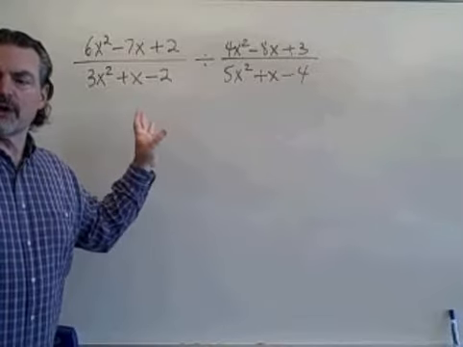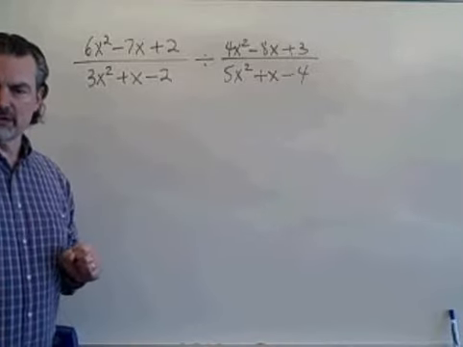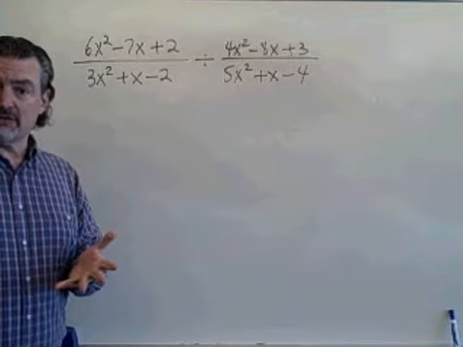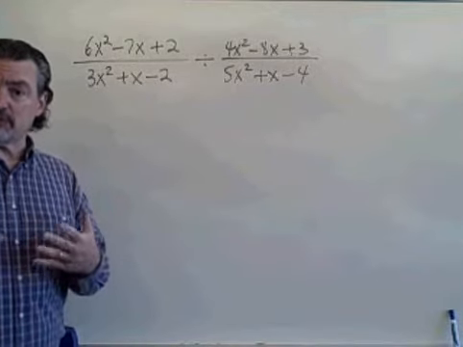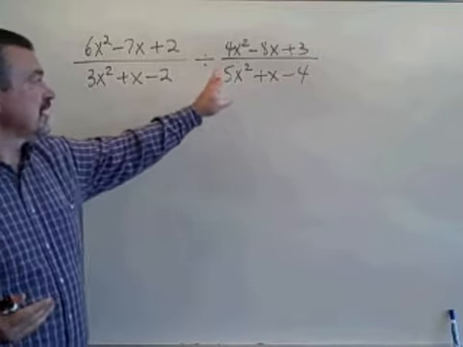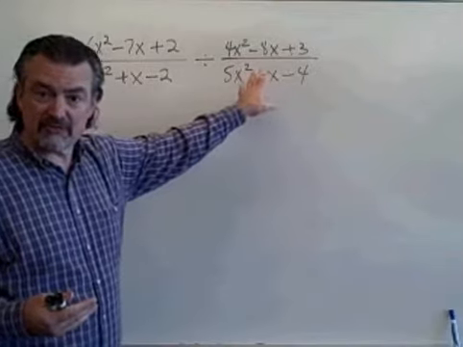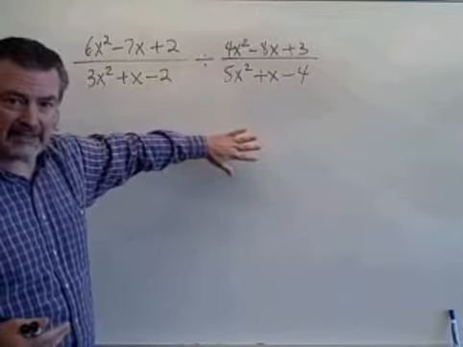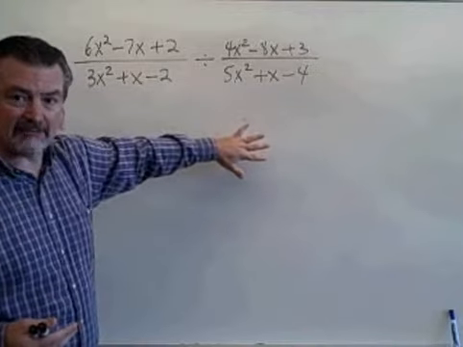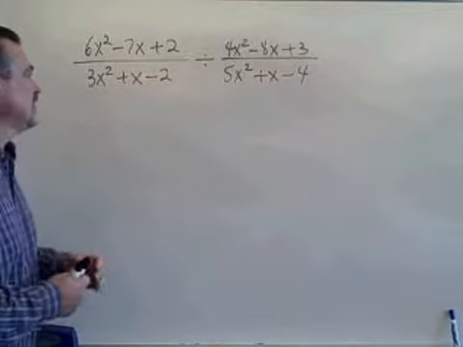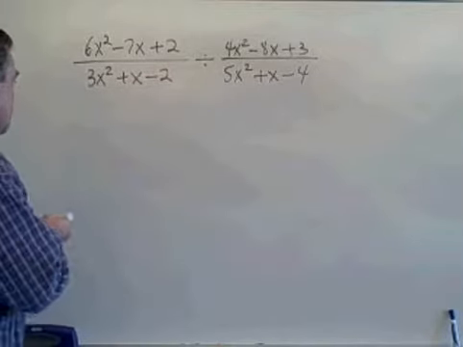Here's a problem where we are dividing two rational expressions. These are fractions. Remember, when we divide fractions, we change the problem to a multiplication by the reciprocal of the second fraction. We take the reciprocal of the second fraction, which means to turn it upside down, and multiply that fraction times the original fraction. Dividing can be done by multiplying by the reciprocal.